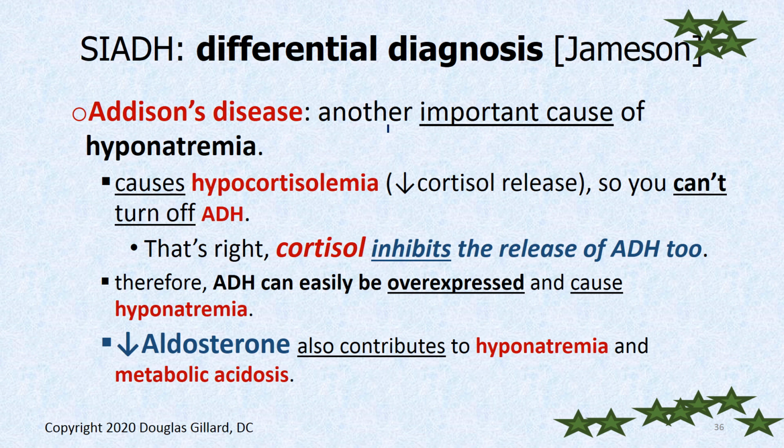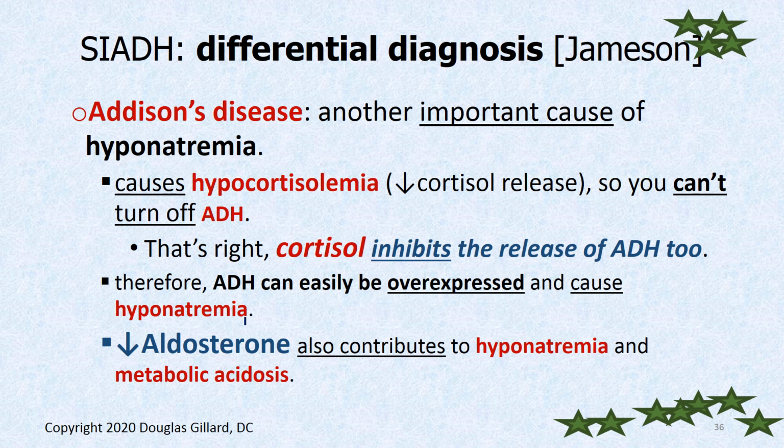Addison's disease is one, because we'll learn when we talk about this more. Addison's disease, well, there's different types of it, but Addison's disease makes it so you can't secrete cortisol or aldosterone. So that's not a good thing, but cortisol is the way we shut off the production of ADH. So people with Addison's disease who have low cortisol levels, there's nothing to turn off ADH. So ADH can be overexpressed and you can develop hyponatremia from that.